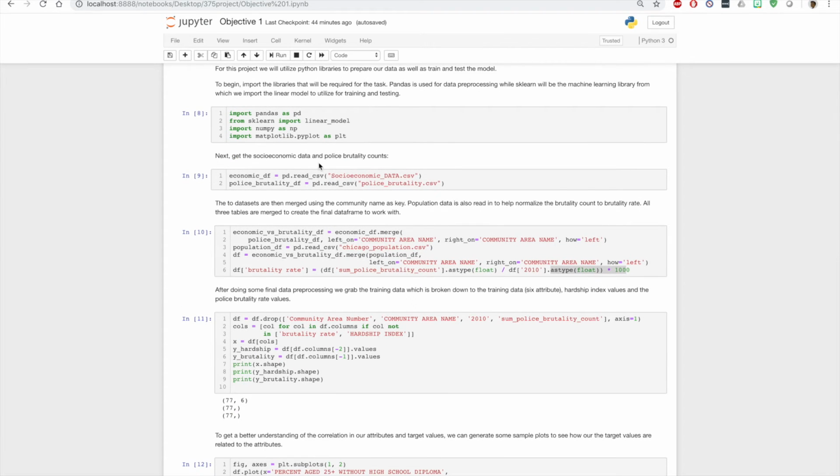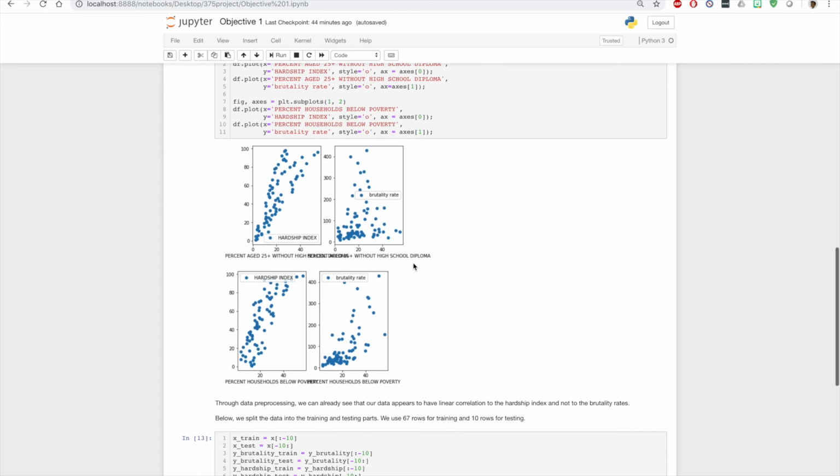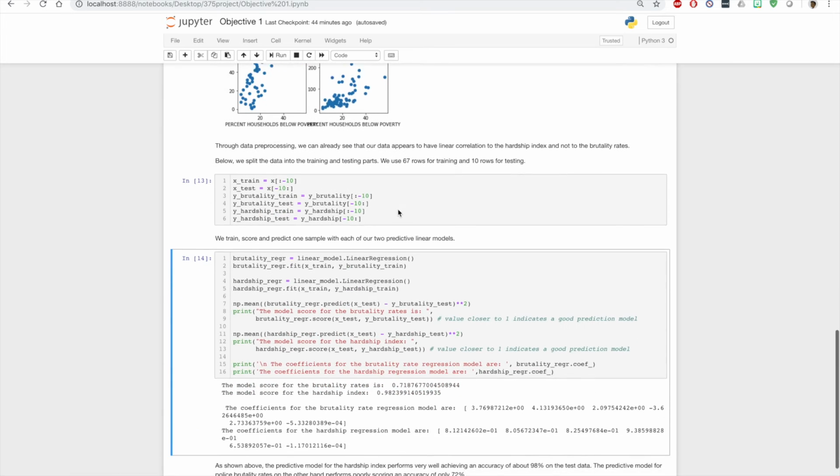As you can see here, we do some data processing, some data splitting, and make a few plots to see the correlation between our target values and our data. As can be seen, there appears to be some linear relationship between the hardship index and the socioeconomic factors, as opposed to the brutality rates and the others.